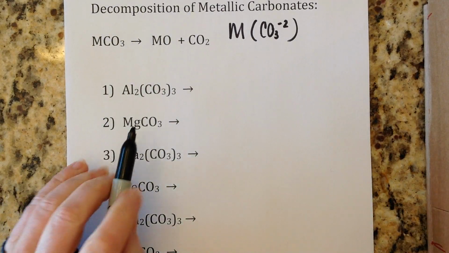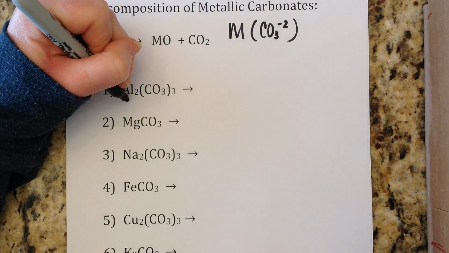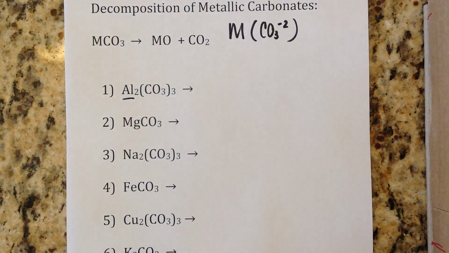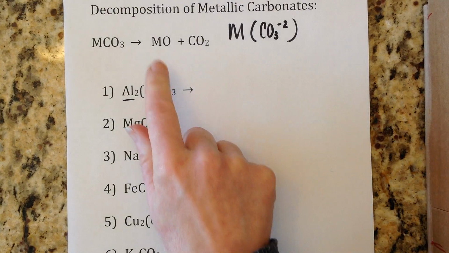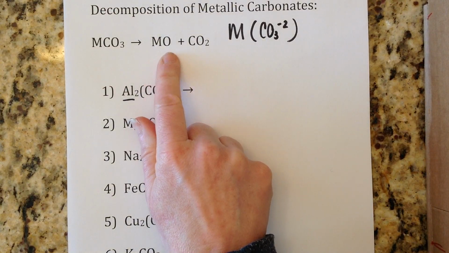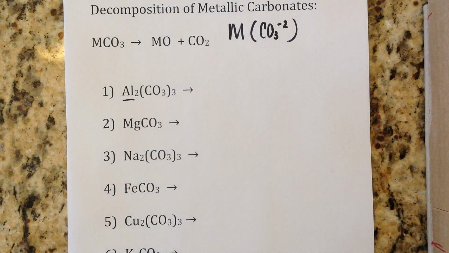So number 1, we have aluminum carbonate. Now the metal in this is aluminum. So according to the rule, we're going to crisscross that metal with oxygen. So I'm going to crisscross this aluminum with oxygen, and then I'm going to add CO2. And if somebody asks you, why did you add CO2? Just say the packet made me do it. Literally, that's the rule.